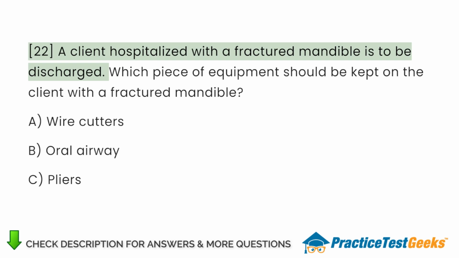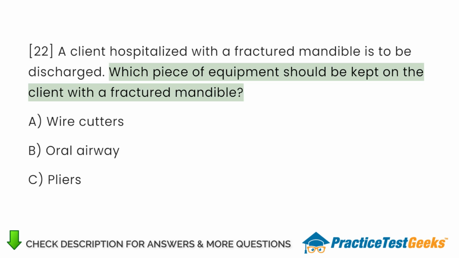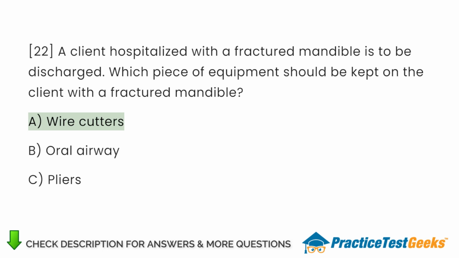A client hospitalized with a fractured mandible is to be discharged. Which piece of equipment should be kept on the client with a fractured mandible? A. Wire cutters. B. Oral airway. C. Pliers.